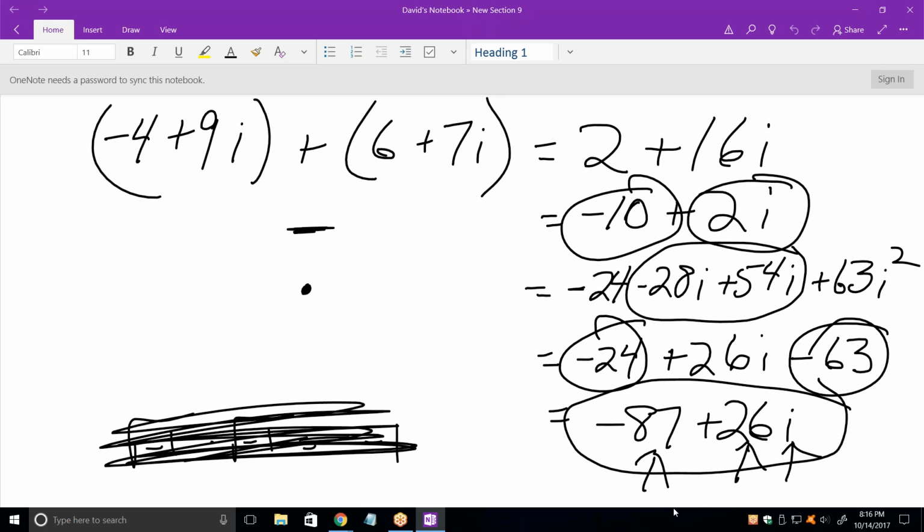Multiplication, all I did was FOIL the two terms. In other words, every term by every term. I multiply that by that, multiply that by that, multiply that by that. The only confusing part is that last term, which is in our case 63i squared. Well, i squared is a real number. It's -1. It's no longer an imaginary number. So you can always convert i squareds to -1, and you will need to do so frequently.